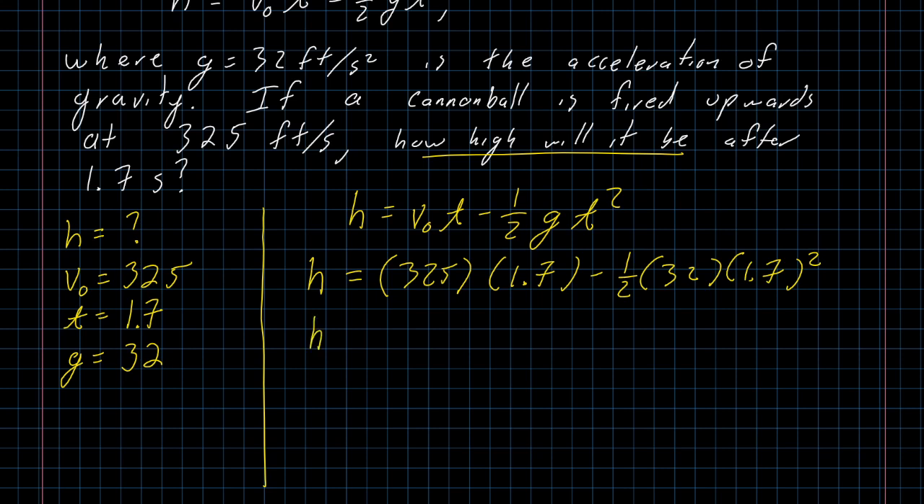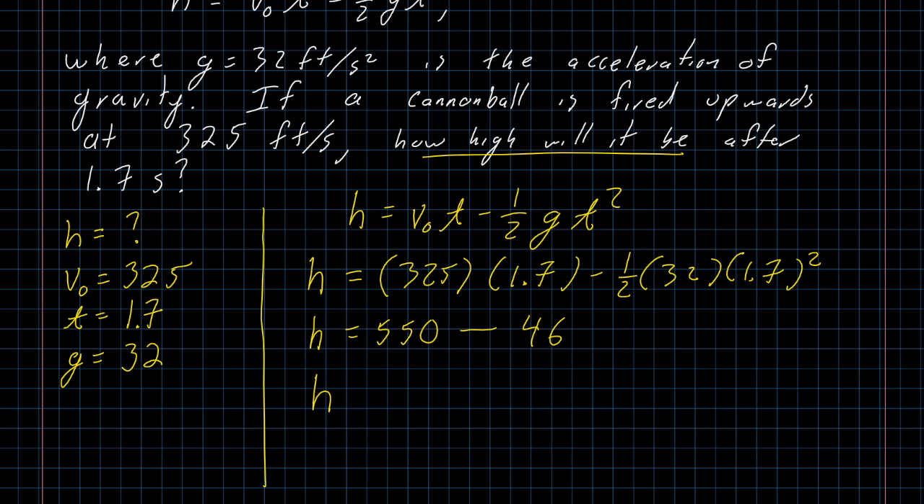Right. Calculating this in two parts. If I take 325 times 1.7, my calculator gives me 552.5, but I'm down to just two significant digits here, so I have to round that and call it 550. Then I've got 1/2 times 32 times 1.7 squared. My calculator tells me that is 46.24. I again only have two significant digits, so I'm going to round that and call it 46. And then I want to take 550 minus 46.